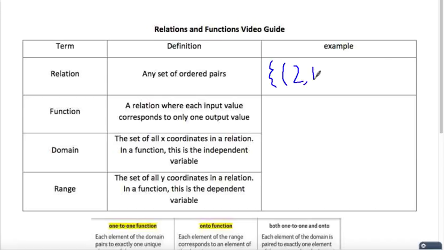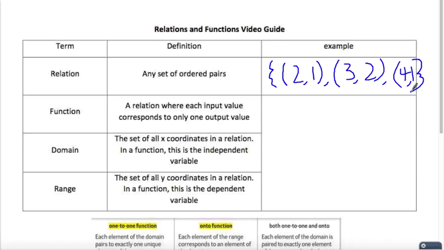2, 1. So that's one point that's in my relation. 3, 2. And then maybe one more point, 4, 1. So this would be a relation. It's just a set of ordered pairs. It could have finitely many or infinitely many points, just any set of ordered pairs.